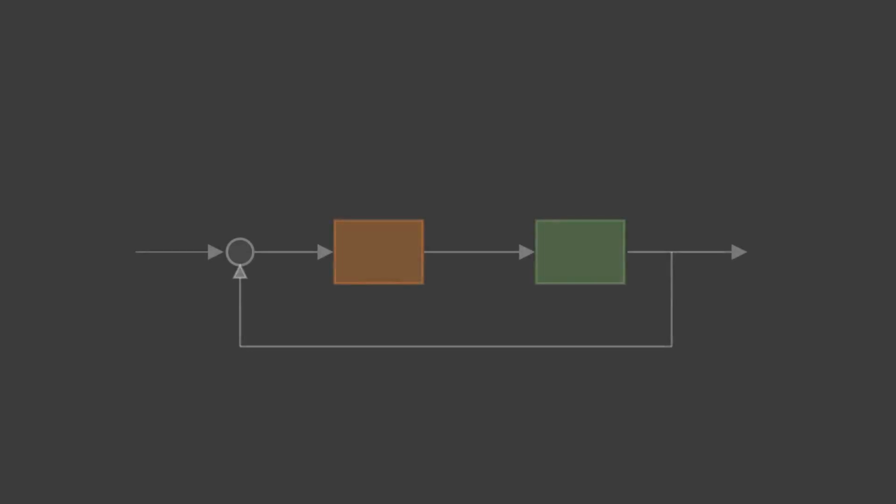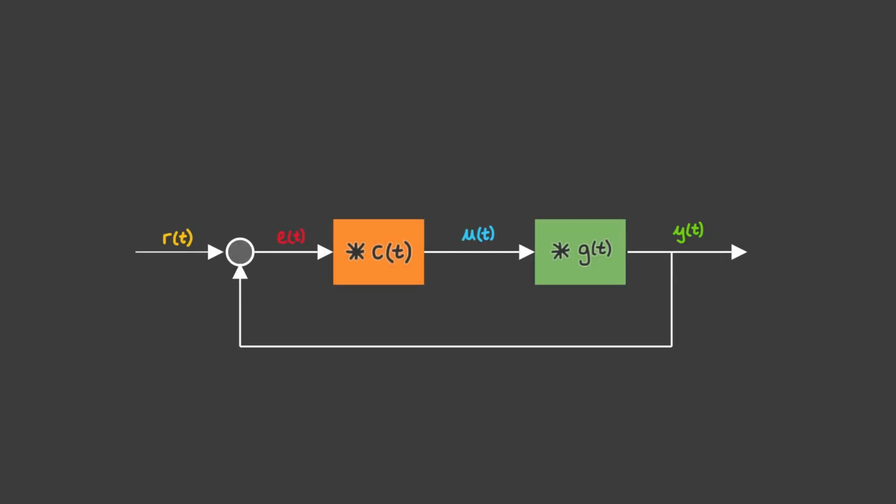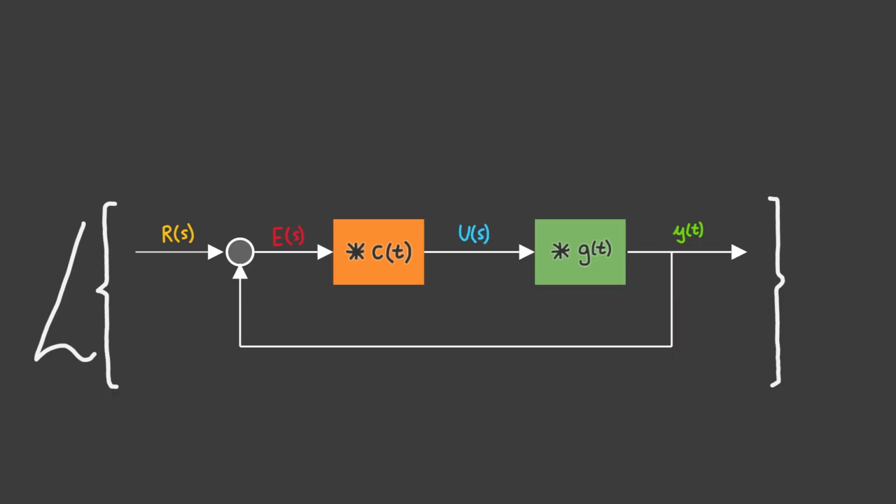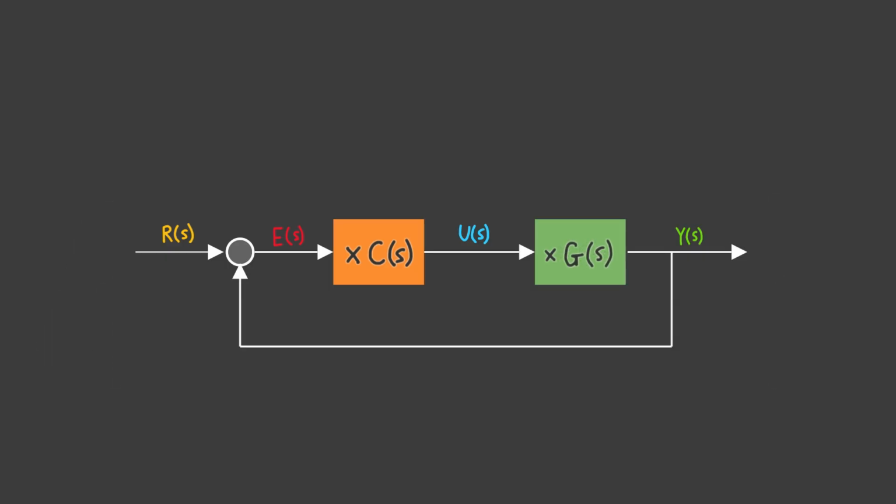Okay, so let's see if we can use this new technique to help us design our controller C. Well, if we Laplace transform every equation that makes up this feedback loop, then we get a Laplace transform of our reference, R of s here, and a Laplace transform of our measured error, E of s here, U of s here, and Y of s here. But most importantly, we also have a multiplication of capital C of s here, and a multiplication with G of s here. And already this looks so much nicer.